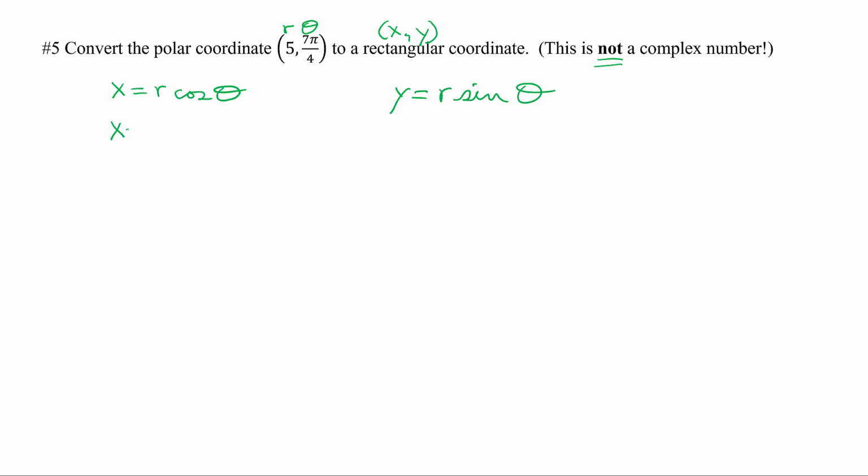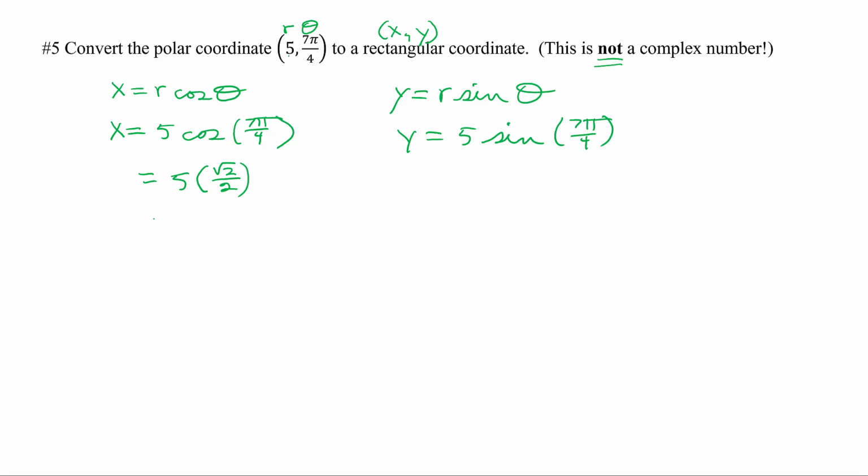So in this case, x is going to equal 5 cosine of 7 pi over 4, and y would equal 5 sine of 7 pi over 4. So x is equal to 5 times the cosine of 7 pi over 4, which is square root of 2 over 2. We're in the fourth quadrant, so the cosine's positive there. We get x equals 5 square root 2 over 2.